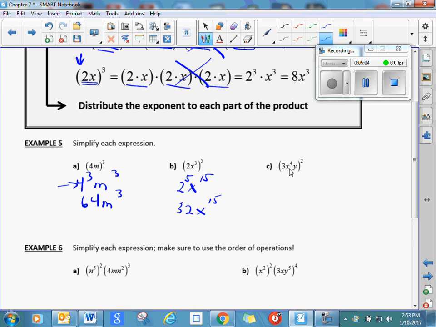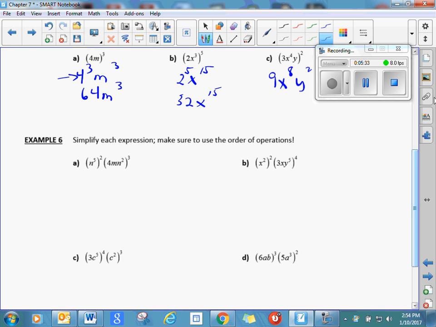Now we have 3 factors on the inside of the grouping symbol. 3 squared is 9, x to the 8th, y squared. What do you think the most common mistake is on something like this? Well, since you can't talk to me right now, I will tell you, it's saying 3 times 2 is 6. The plain old ordinary number bases give students more problems than the variables.